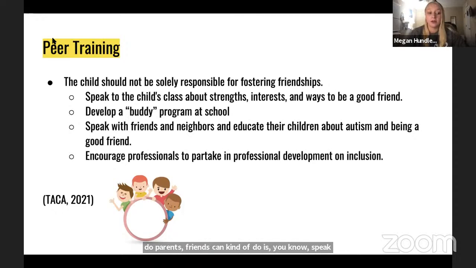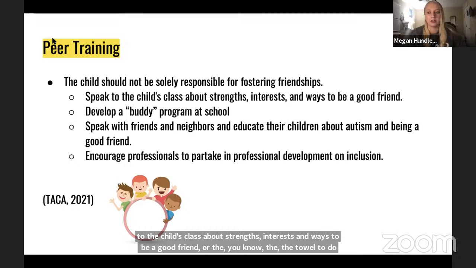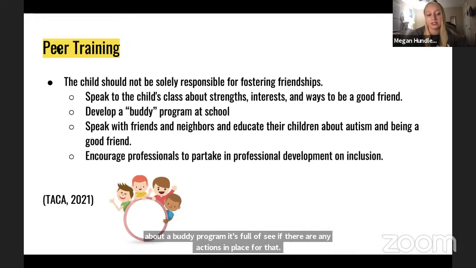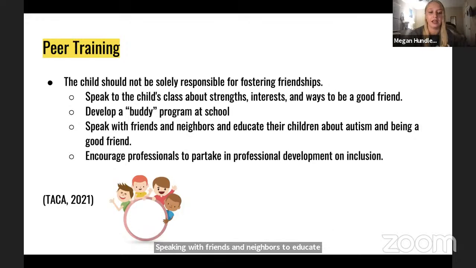Inquire about a buddy program at school, see if there are any actions in place for that. Speak with friends and neighbors to educate children about autism and being a good friend, and encourage professionals, whether that's within the school system or elsewhere, to partake in professional development on inclusion.